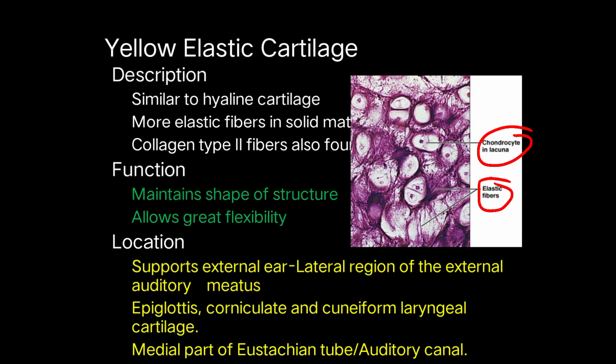Now next point, where it is found: it will support the external ear. If you change the external ear's shape, it will regain its original shape. So it supports the external ear and the lateral region of the external auditory meatus. In the epiglottis also we can find it.